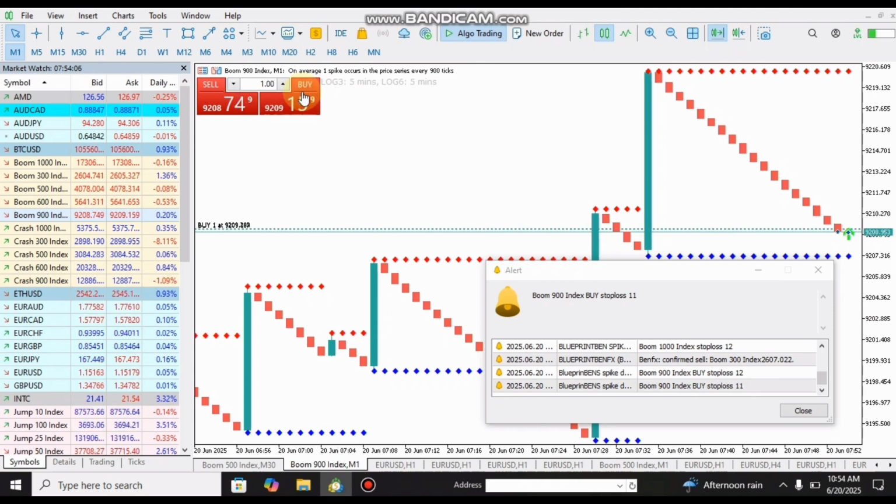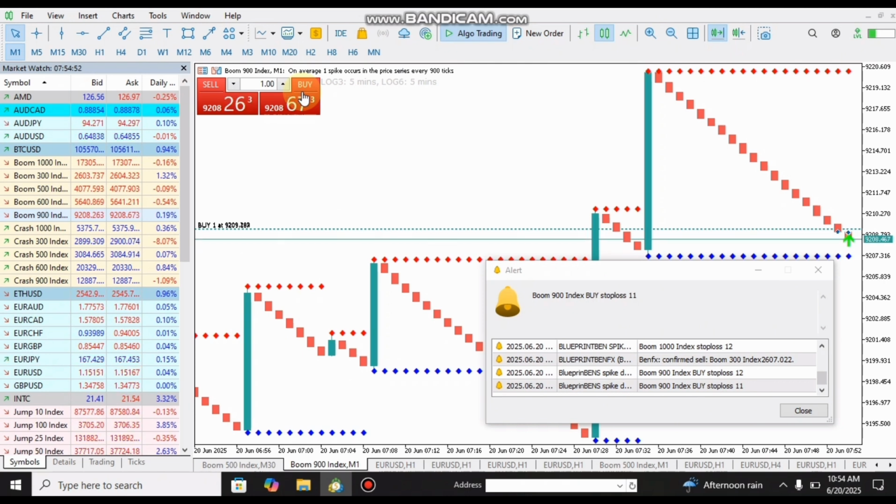So we see the market has notified us that the stop loss is 11 candles. I enter my position immediately after the candle indicates for me, and then just wait for the spike. It's simple as that. So this is now Boom 900. It's just a repetition of whatever you have been checking. Most importantly, just follow the spike detector, the Blueprint Spike Detector. Just follow it, and it has a win rate of 95, and you'll always make money each single day.